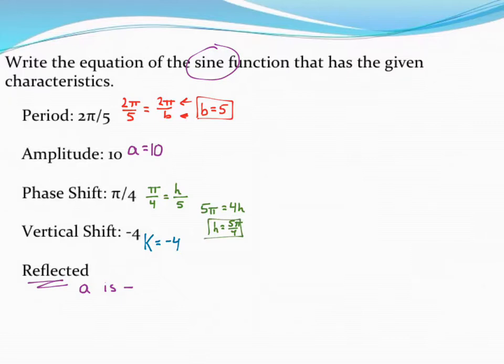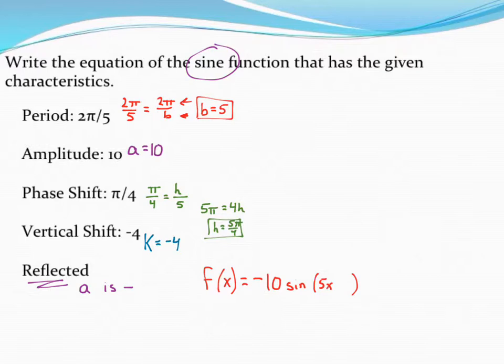So let's start with y equals, or f of x equals, or whatever. So I'll start with f of x equals. First up, I need the a value, which we said is going to be -10 in this case, since it's reflected. We already said it was a sine function. The problem told us it was a sine function. Within the parentheses then, I've got to have the b value times x. So we found our b value to be 5x.